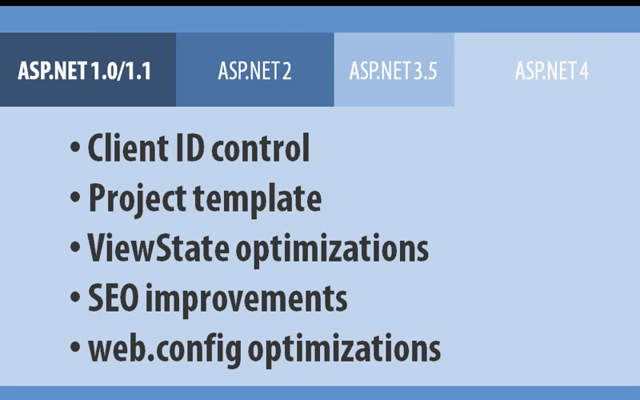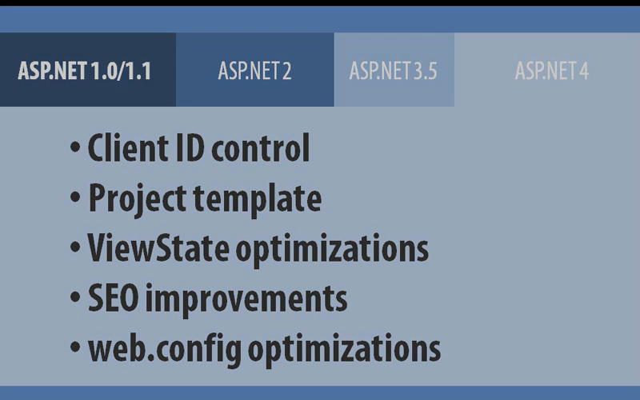The latest advent of ASP.NET, ASP.NET 4, solves many of the problems and pain points that people found with the earlier versions of the framework. You have full control over the client IDs that are generated. There's a new project template that helps get things going. There are a number of different view state optimizations where it gives you control over the view state, and it's turned off on controls and pages by default. There are SEO improvements that help with markup and also creating the structure of your page, and web config optimizations. Again, this is just some of the changes, but this should give you a general idea of where the framework has come and where it's headed.